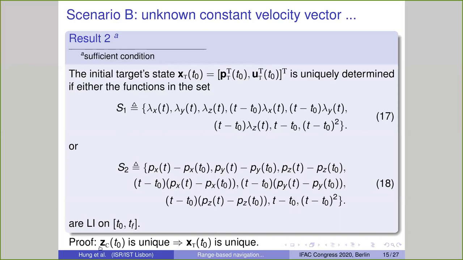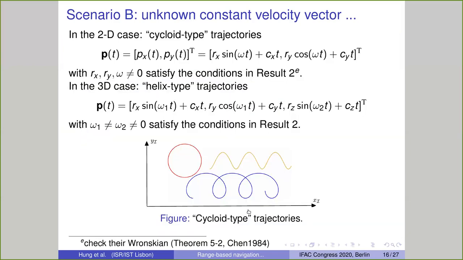So the idea of the proof is that if we can show that the vector Z_C is uniquely determined, then the target state is uniquely determined. So what types of trajectory should the tracker maneuver on to ensure the conditions stated in the result? In 2D, we can show that a cycloid type trajectory can satisfy this condition. And in 3D, a helix type trajectory can satisfy this condition.